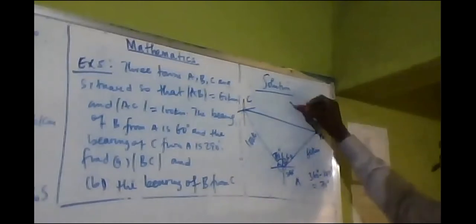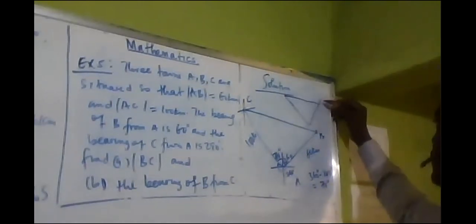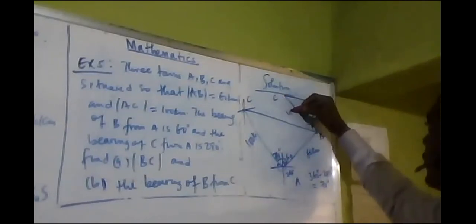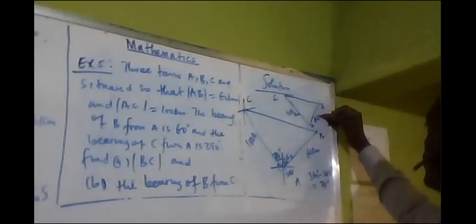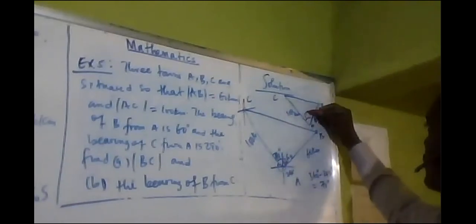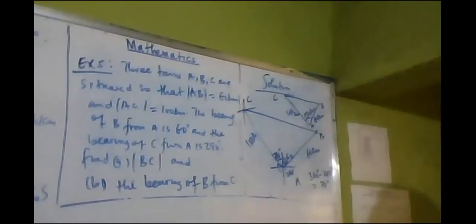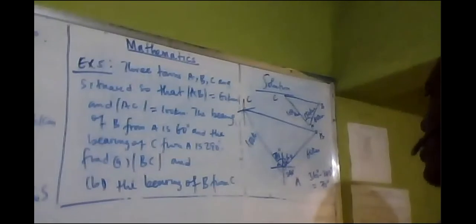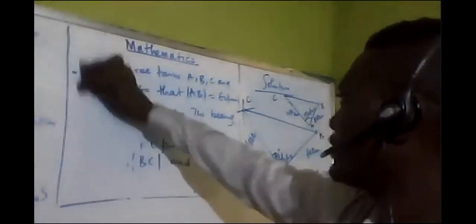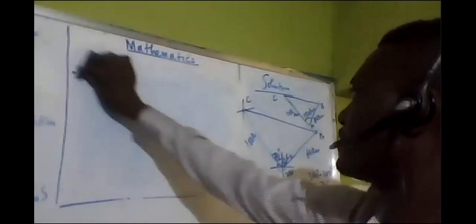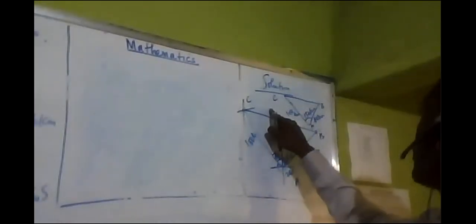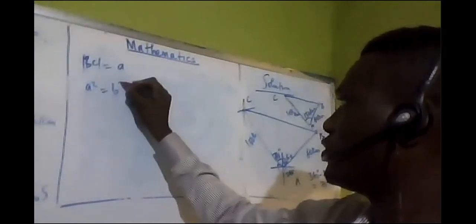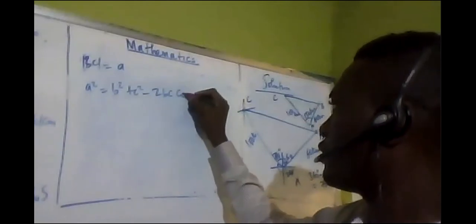So if we draw a smaller triangle to represent what we've just gotten, this place is our A, B, C, 100 kilometer, 60 kilometer. Adding 70 plus 60 will give us 130 degrees. So to get BC is very simple. What do we do now? We use the what? The cosine formula. So if you are using the cosine formula, this should be small a. BC is small a.